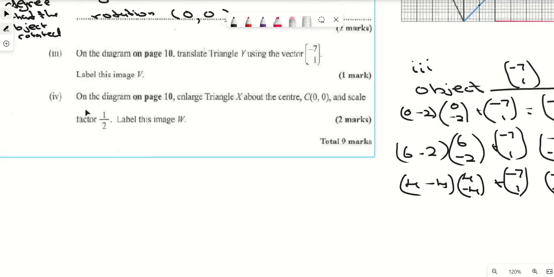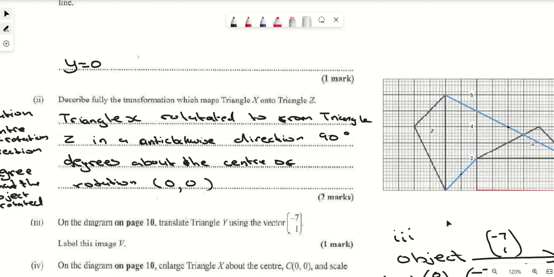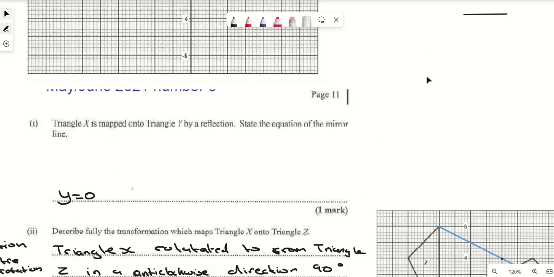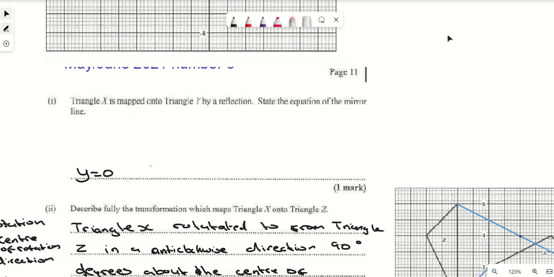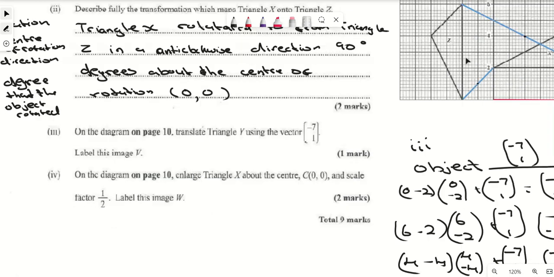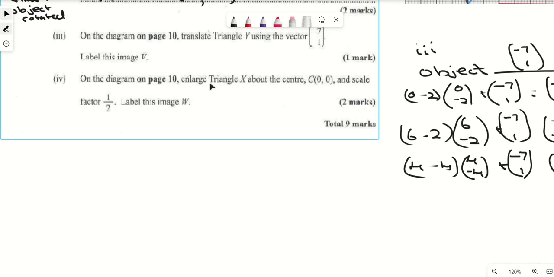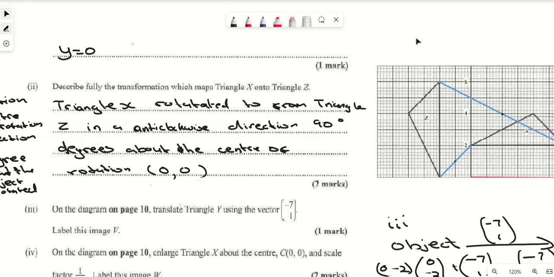Now the last part is on the diagram on page 10. Enlarge triangle X about center C, 0, 0 with a scale factor of a half. Label this image W. So we know that triangle X is the enlarged image. So we're going to look at triangle X.